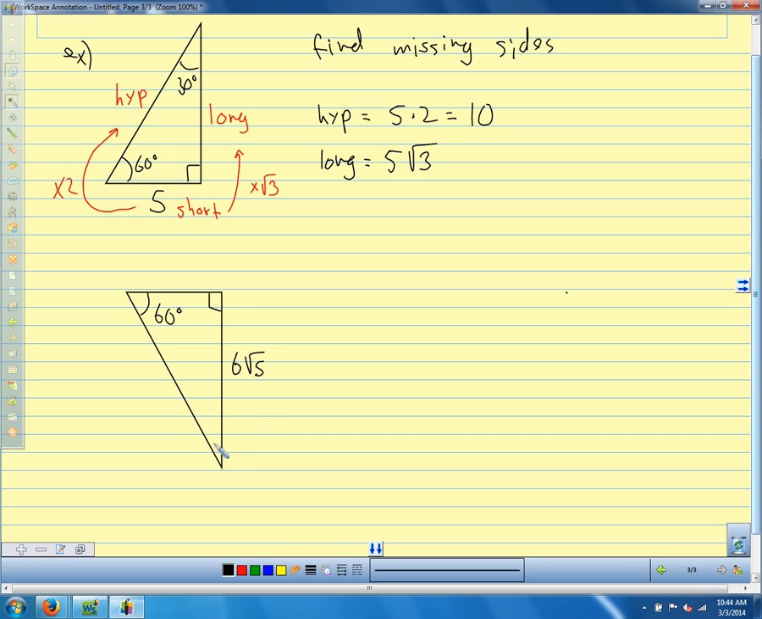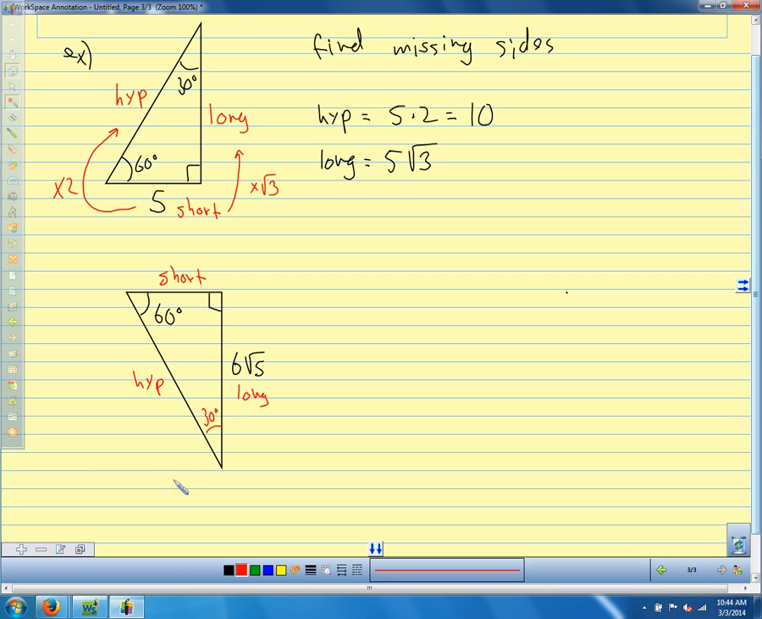And we want to find the missing sides here. So let's label our sides. What side do we have here? We have the long side, because it's opposite the 60-degree angle. What side is this one? That's the short side. Now on this one they didn't give us the 30-degree angle, they just gave us a 60-degree angle. But if this is 60 and that's 90, this one has to be 30. And so that makes this side the hypotenuse.